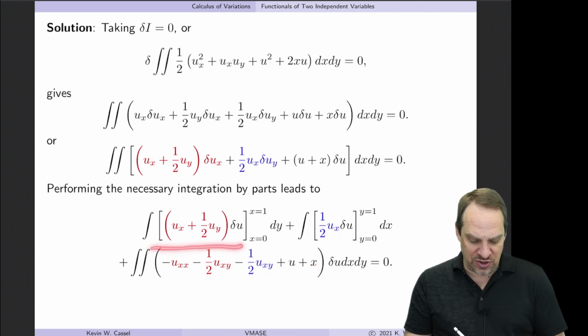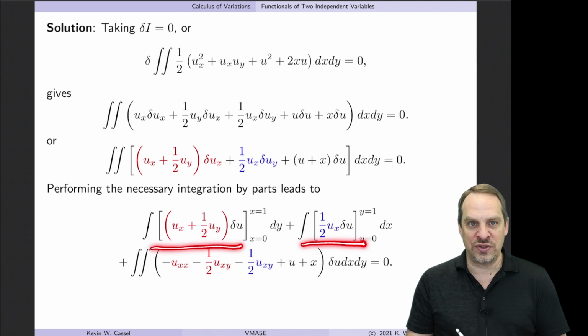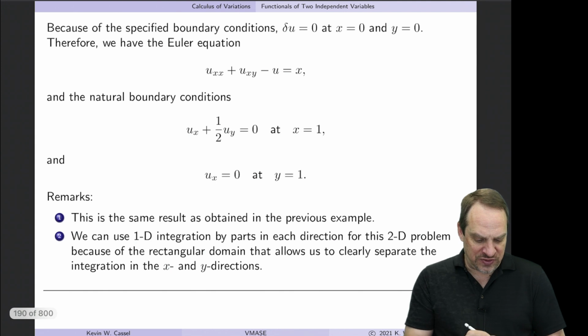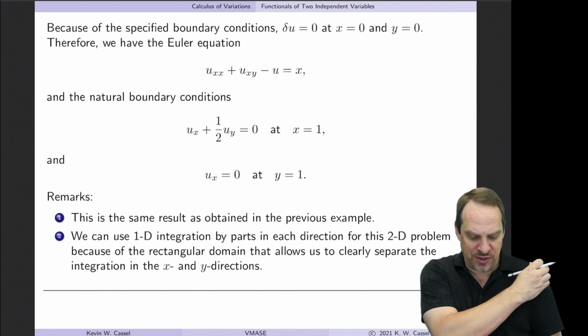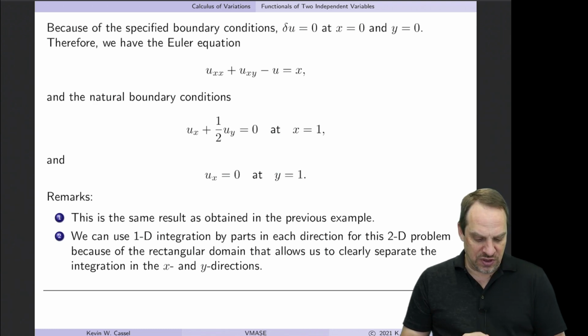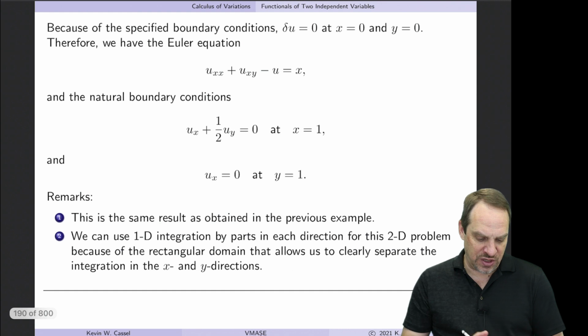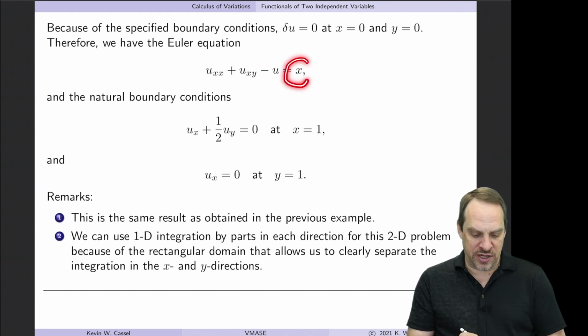These first two are evaluated only at the boundaries, so those are going to give us natural boundary conditions. And this one is evaluated throughout the entire domain, so that gives us the Euler equation. So that's what you see here. Here's the Euler equation. U sub xx plus u sub xy minus u is equal to x. And that's just a simplified version of this. Once again, it's a second order, linear, non-homogeneous partial differential equation.